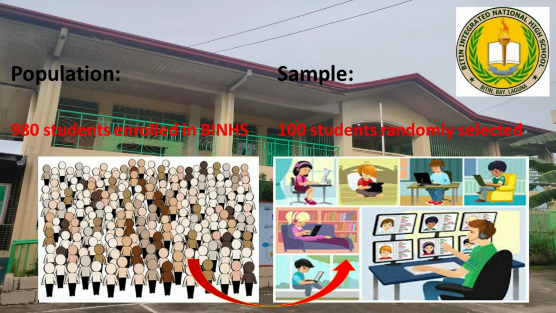Now we are going to identify the population and sample. As we defined, population refers to the whole group under the study or investigation. In the given situation, the respondents are the students enrolled in Bitin Integrated National High School, and there are 980 students. But the teacher wants to get only some students, so he chooses these students randomly. Therefore, the population is the 980 students enrolled in Bitin Integrated National High School, and the identified sample is the 100 selected students.